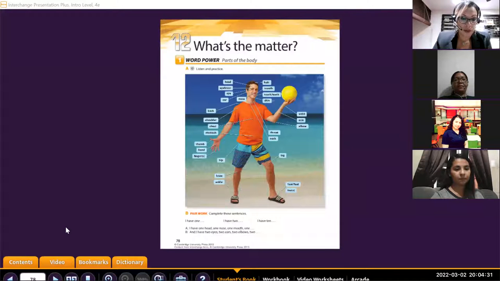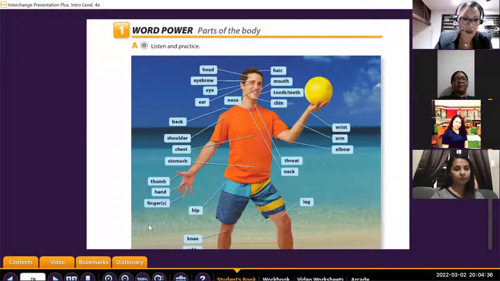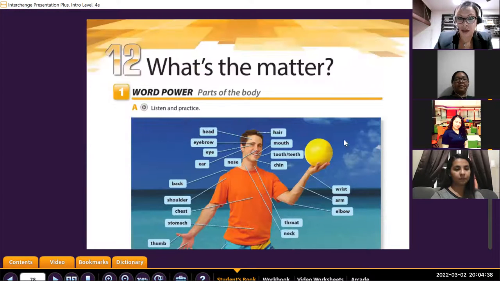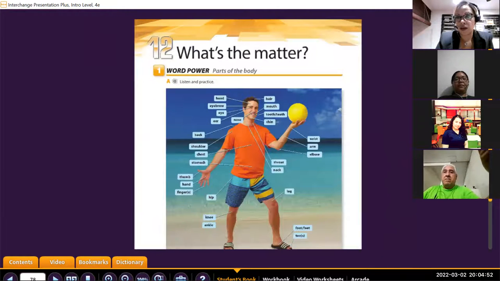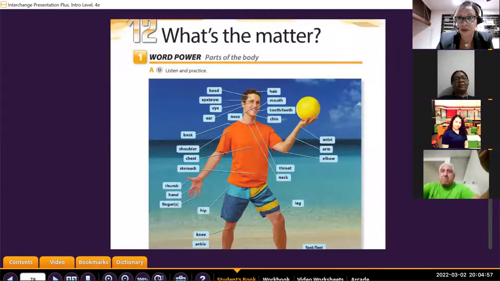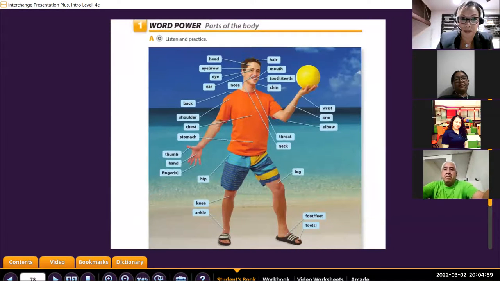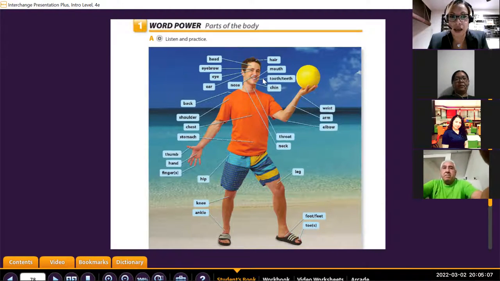Okay, now that we watched the video, we have the vocabulary here. As you see, it's the same thing. Es básicamente lo mismo. That's the topic, what's the matter. Right. So, el dibujito es un poco diferente, es un poco más actualizado, pero el vocabulario es lo mismo. Quiero hacerlo lo más grande posible para ustedes. Creo que esto es lo más que puedo. Okay, so tenemos aquí algún vocabulario que podemos decir acerca de esto.